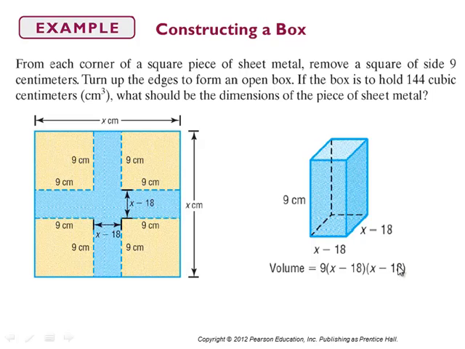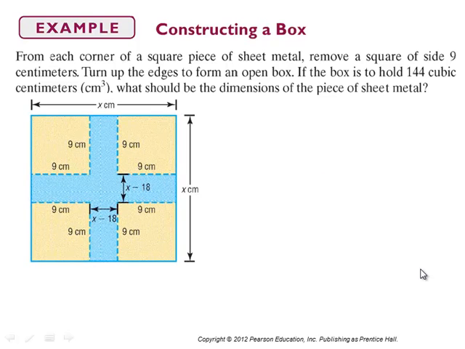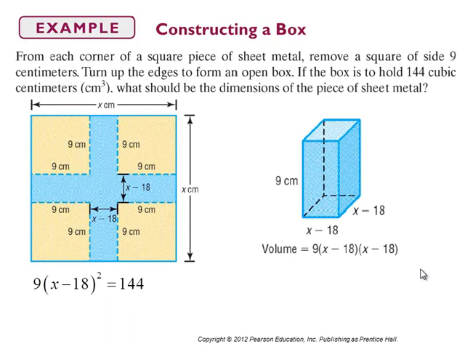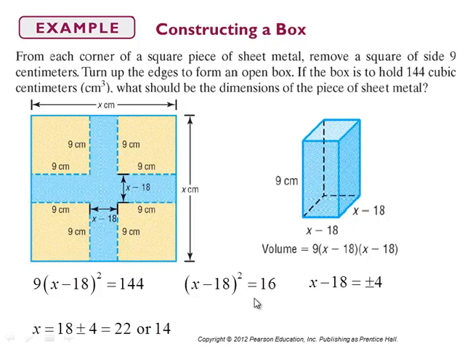So what we'll do is we'll set 9 times x minus 18 squared to be equal to 144. And then go through and divide by 9. And then you have x minus 18 is equal to plus or minus the square root of 16, meaning plus or minus 4. Then add 18 to both sides. Now you have 18 plus 4 and 18 minus 4. So that means that x is either 22 or 14.